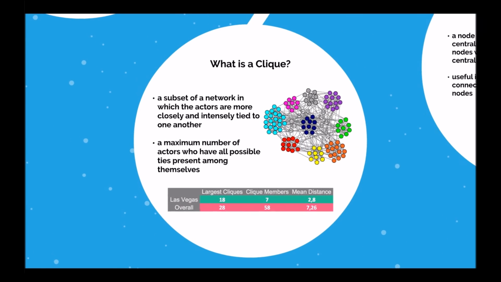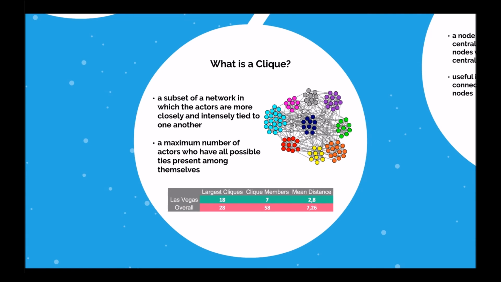The last analysis we conducted is regarding cliques. Cliques are subgroups in which all nodes are directly connected to each other. The idea of a clique is relatively simple. It is a subset of a network in which the actors are more closely and intensely tied to one another than they are to other members of the network. Formally, a clique is a maximum number of actors who have all possible ties present among themselves.